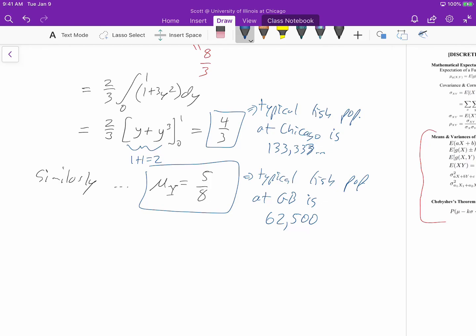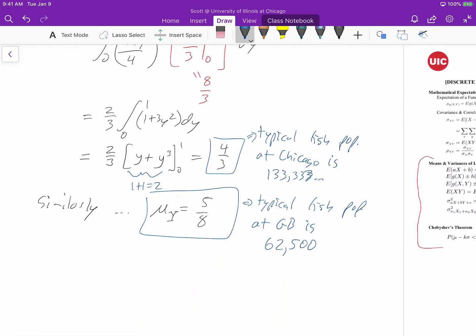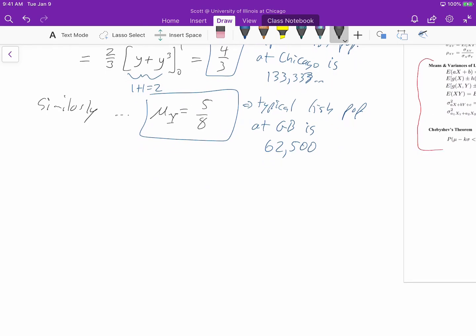Now, okay, what else can we say from this? We could calculate our marginal distributions, although we've done that along the way. Let's just do one of them. That's not going to help us tell whether, what we want to know here is, when the Chicago fish population is high, does that also mean the Green Bay fish population is high? How correlated are these two quantities? The marginal distribution might help us further later on, but let's just calculate one.